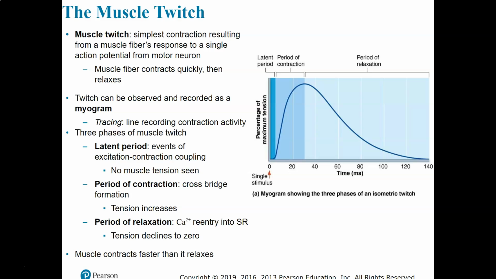The filaments are going to slide past each other, tension increases, and then once the stimulus ends, calcium is going to be sucked back into the sarcoplasmic reticulum. Troponin moves tropomyosin back into the way of the myosin binding sites on the actin. We no longer have any cross-bridge formation, and the muscle relaxes. And over that period of time, tension declines back to 0. Note, contraction does occur faster than relaxation.